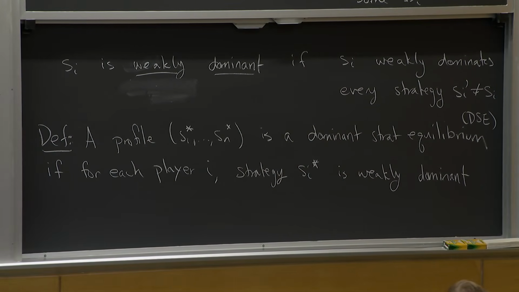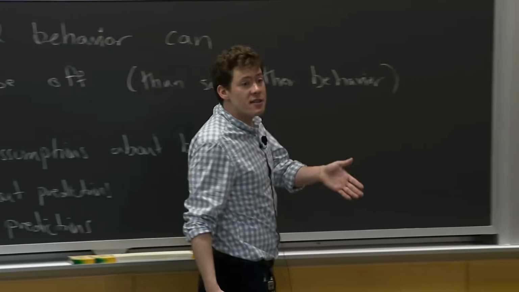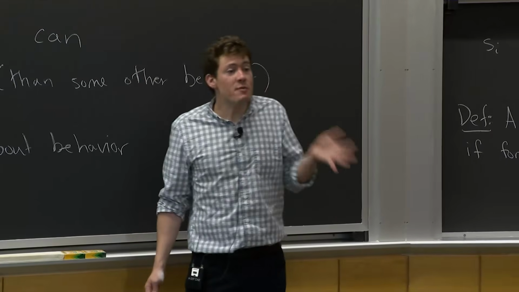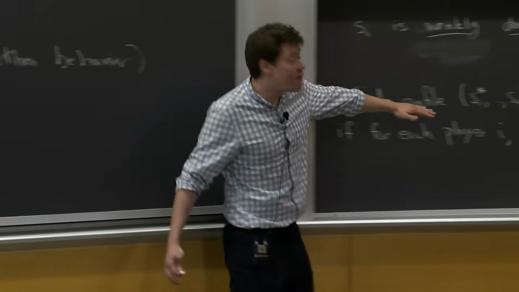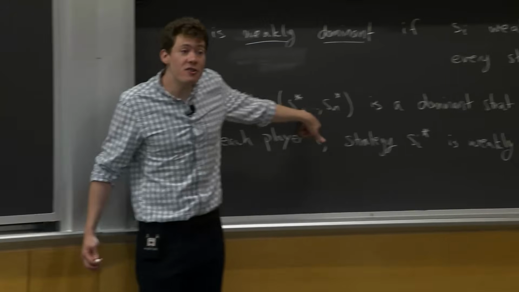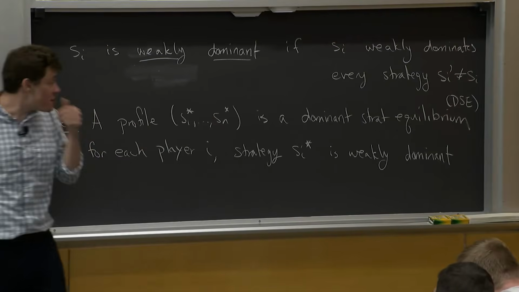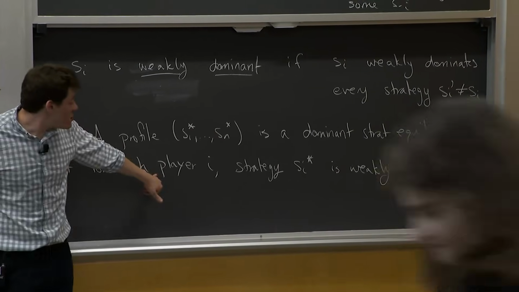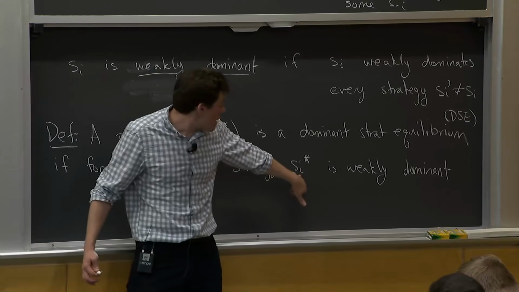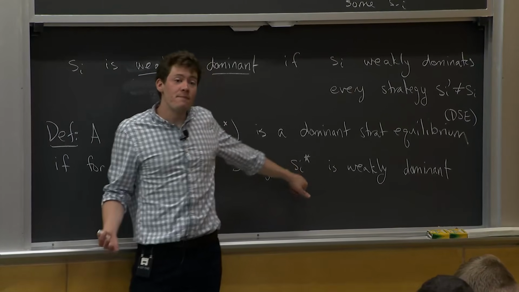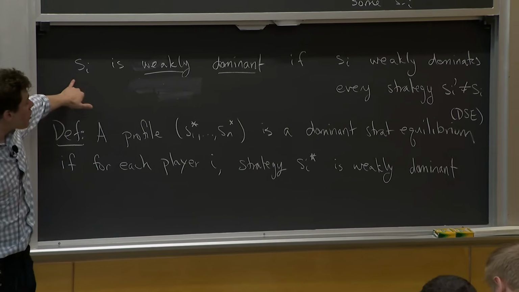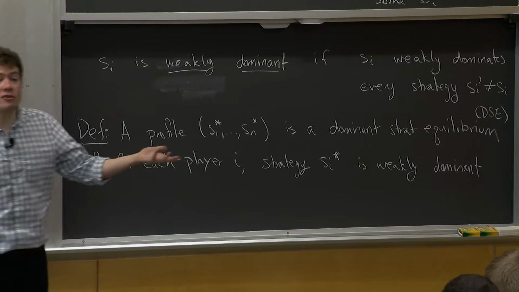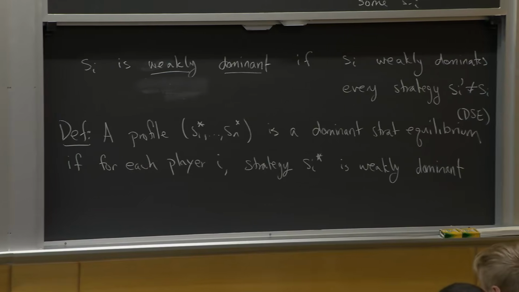But notice an important thing here, that when we make a prediction about a game, it's not enough just to predict one player's strategy. We have to make a prediction about how every player is going to play. So our prediction here is a profile of strategies specifying a strategy for each of the n players. And it's a dominant strategy equilibrium if for each player, their strategy is weakly dominant for them, meaning that strategy SI star, if we go back to our definition, weakly dominates every other strategy by player I. Any question on this? Yes?